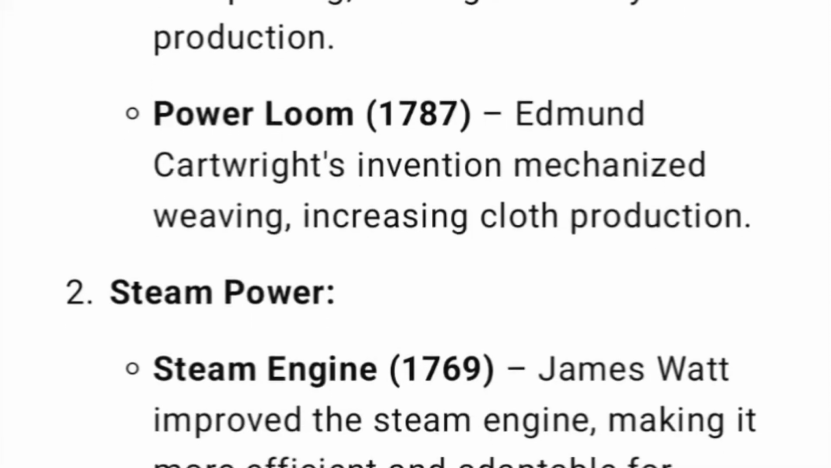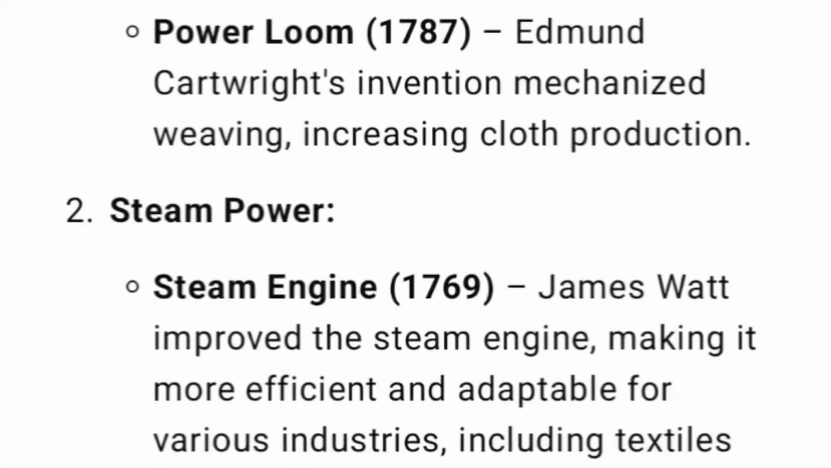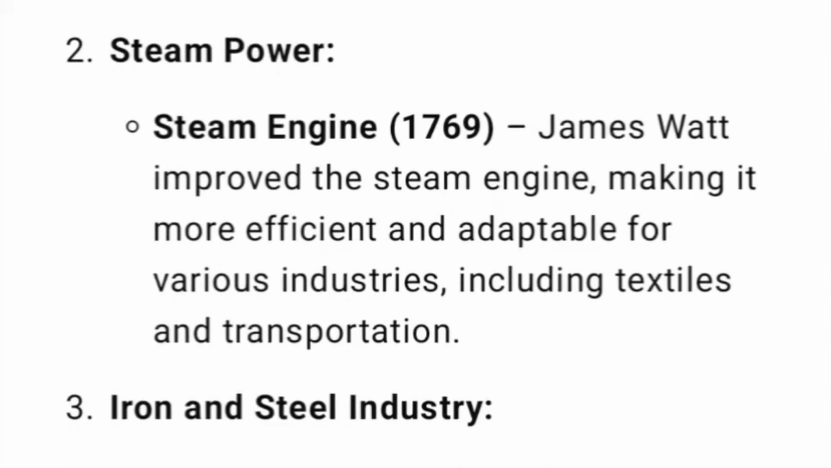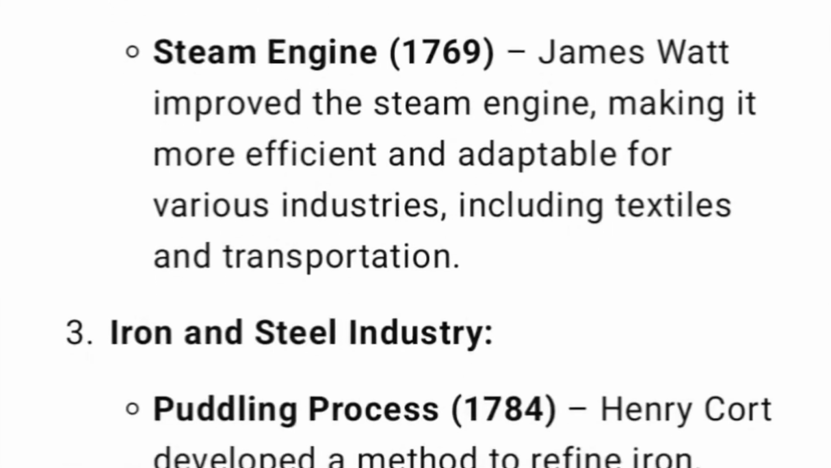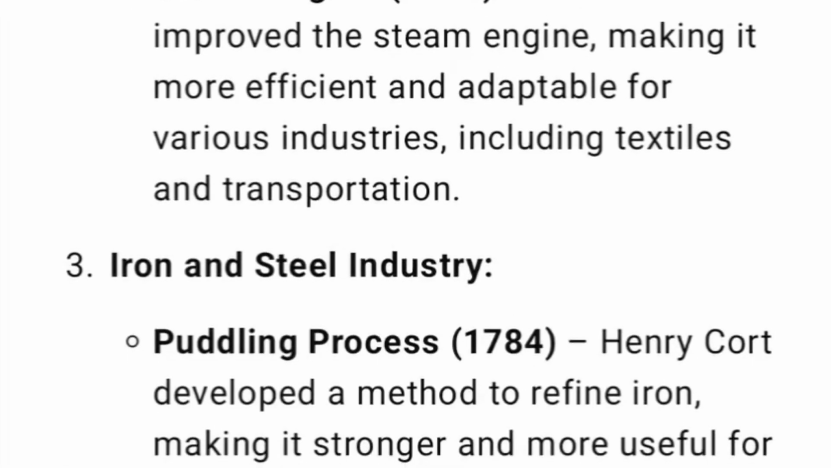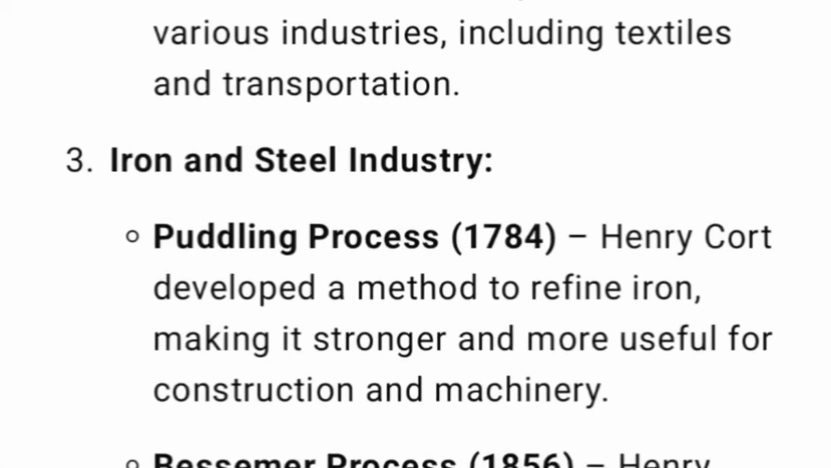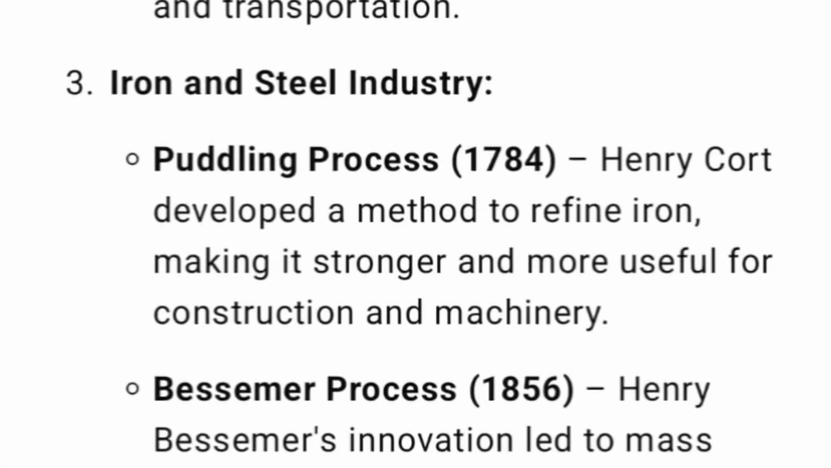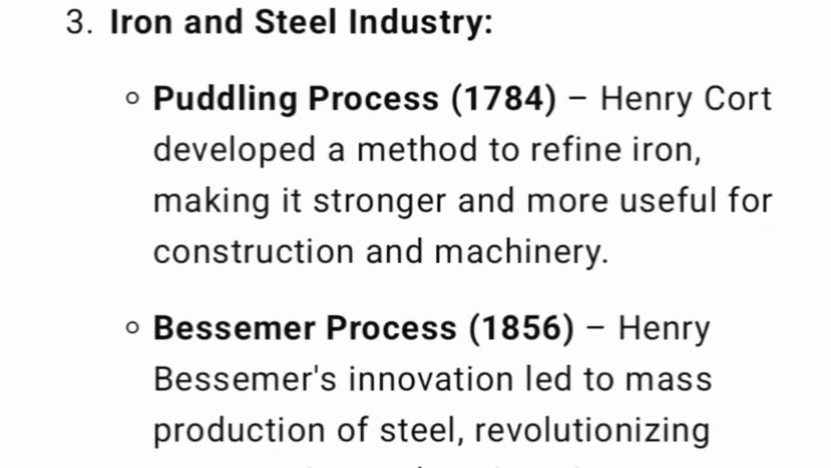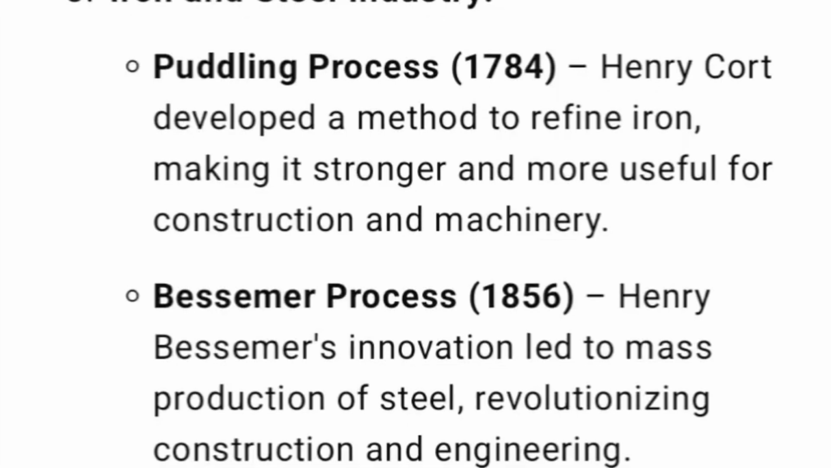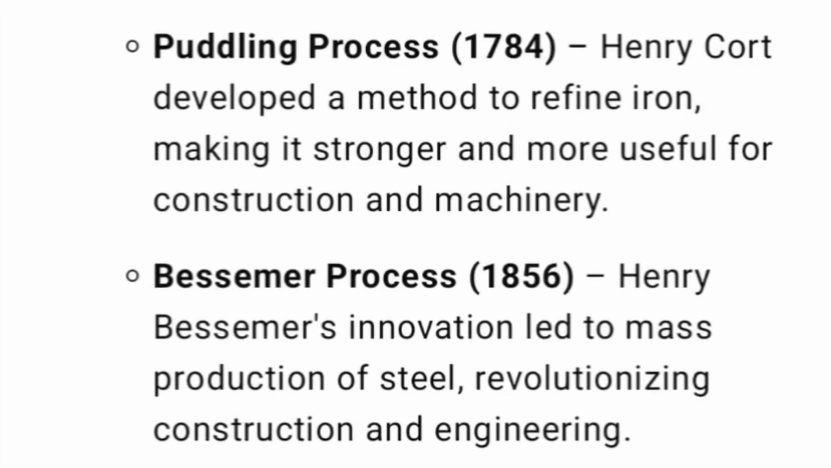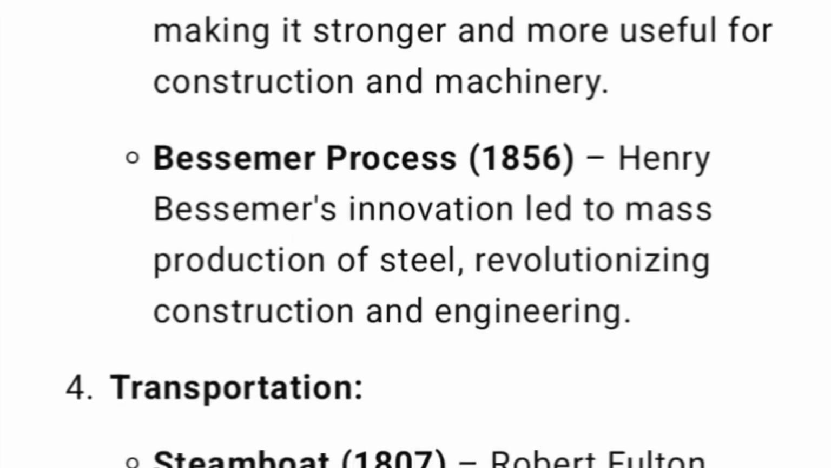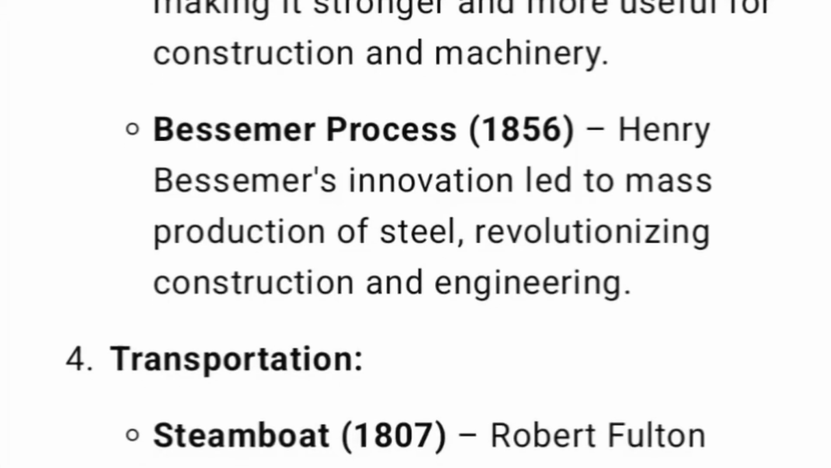2. Steam power, steam engine, 1769. James Watt improved the steam engine, making it more efficient and adaptable for various industries, including textiles and transportation. 3. Iron and steel industry, puddling process, 1784. Henry Cort developed a method to refine iron, making it stronger and more useful for construction and machinery. Bessemer process, 1856. Henry Bessemer's innovation led to mass production of steel, revolutionizing construction and engineering.